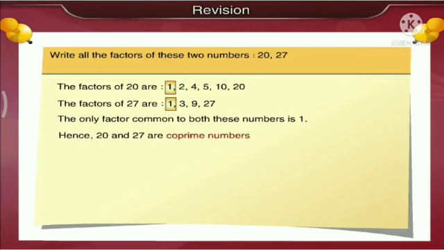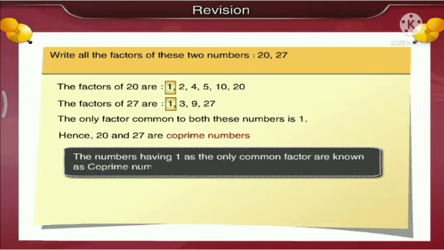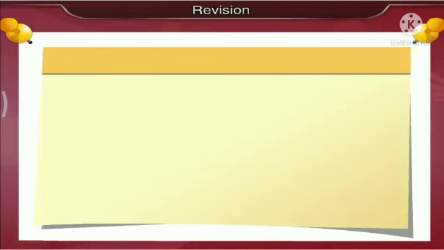Co-prime numbers are two numbers which have only 1 as a common factor. Here is the important note: the numbers having 1 as the only common factor are known as co-prime numbers. Co-prime numbers are also known as relative prime numbers. Next we will see an example of co-prime numbers.